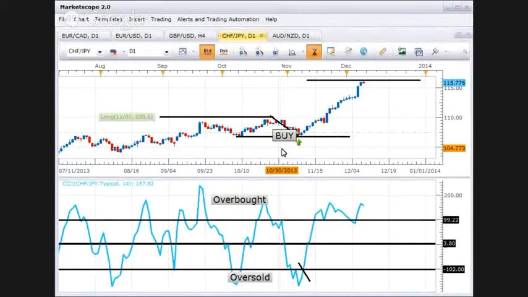Again, waiting patiently and only executing once we see a return from that oversold value. What are your thoughts, Jeremy?